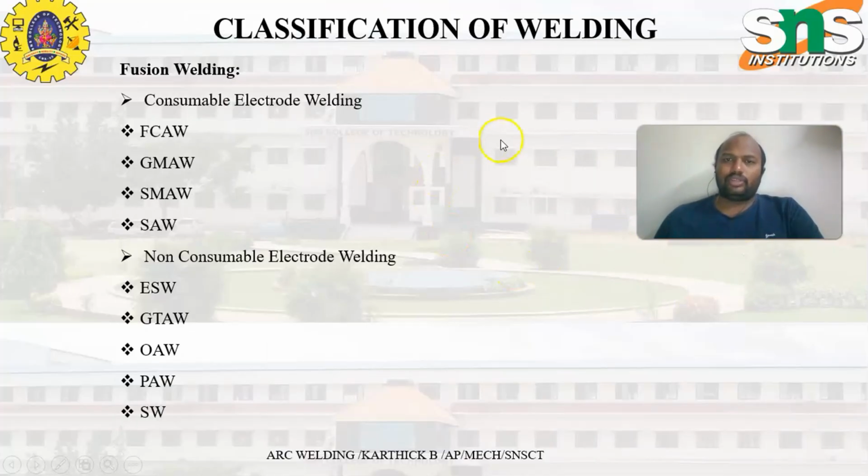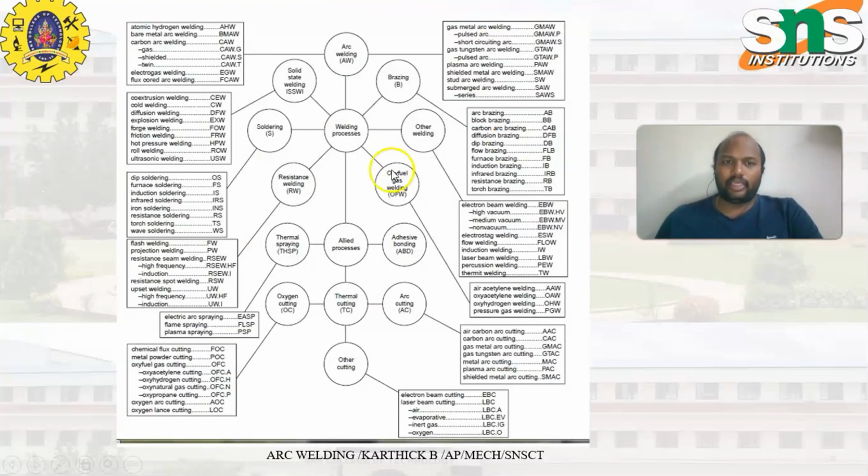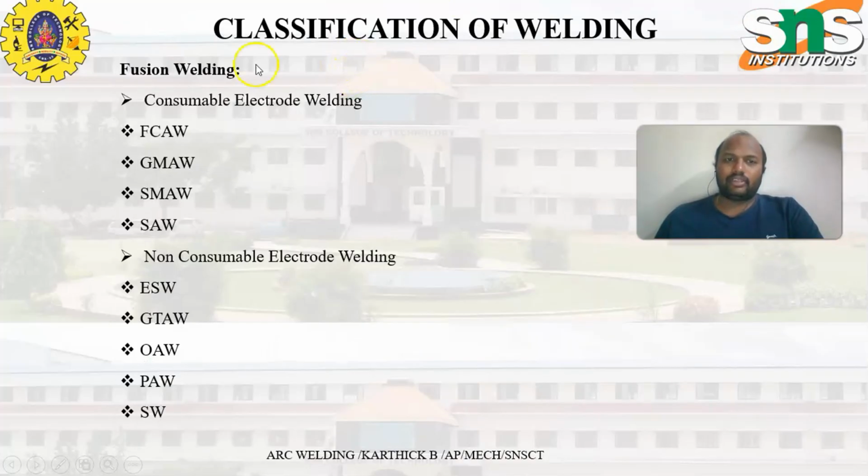Before going to that, we are going to classify the welding process. There are two types of classification. First, I'll take fusion welding. In fusion welding, there are two types of classifications. One is consumable electrode welding, where the weld electrode is getting consumed. I already said what is an electrode. Here the welding electrode is getting consumed and deposited over the welding area or weld pool. This type of welding process is known as the consumable electrode welding process.